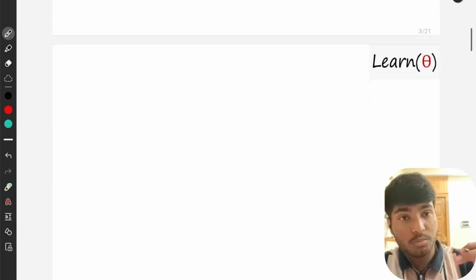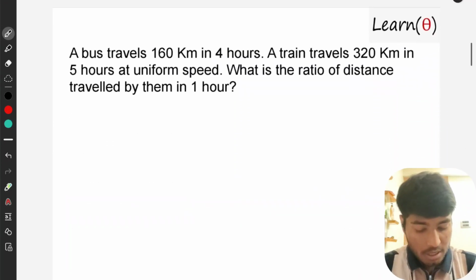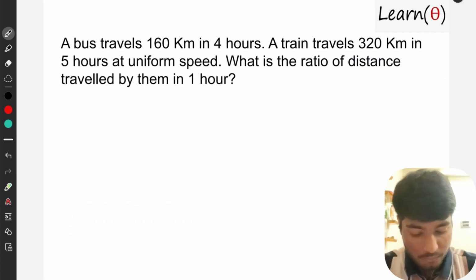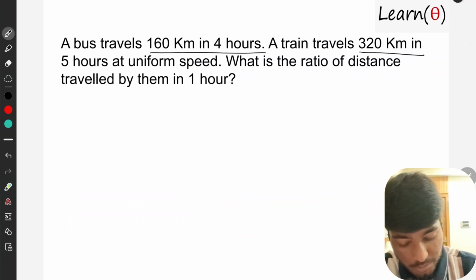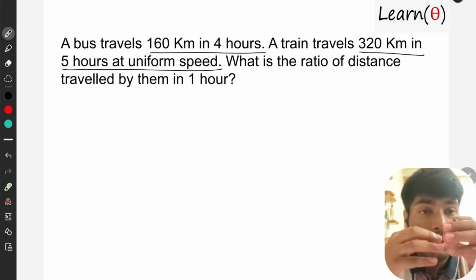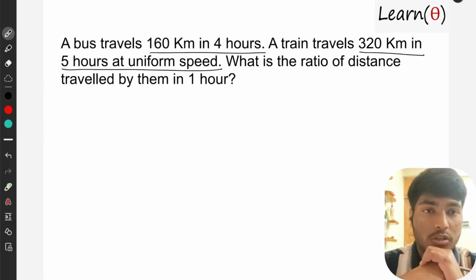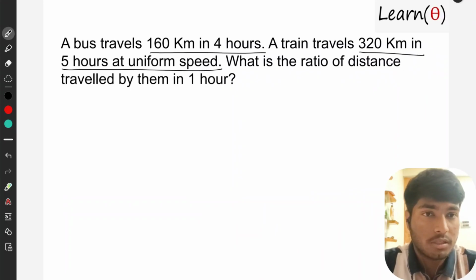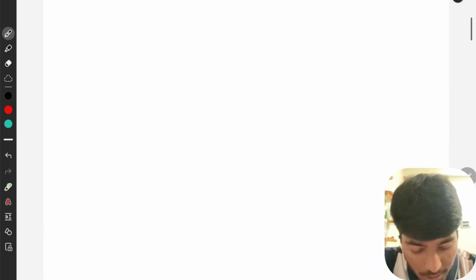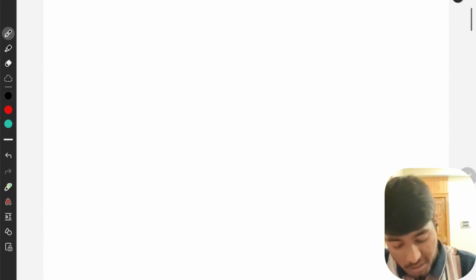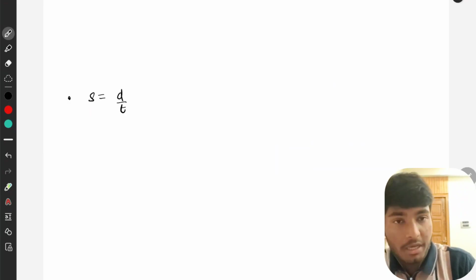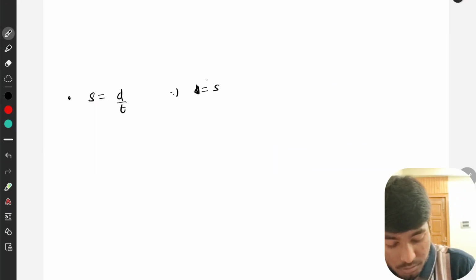Now let us discuss some questions, because with questions we'll have great clarity about this. The question says a bus travels 160 km in 4 hours. A train travels 320 km in 5 hours with a uniform speed. What is the ratio of distance traveled by them in 1 hour? How will I be able to solve this? The best method I think is to first find the relation of speed. If speed is equal to distance upon time, I can say distance is equal to speed into time.